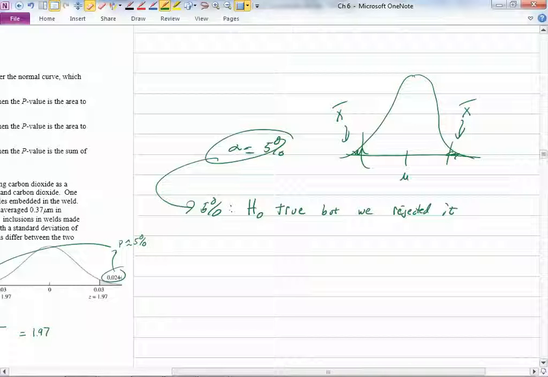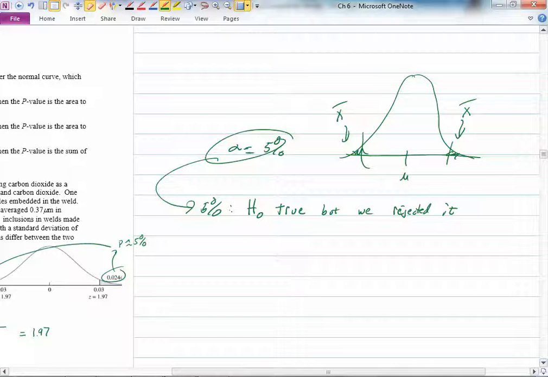Mu really is at this point here, but simply due to random noise, we got an X bar that's out here in the tails. And then we reject the null hypothesis. We have no way of knowing it was due to random noise or what, but we rejected the null hypothesis, and we did everything correctly, but our conclusion is not true.